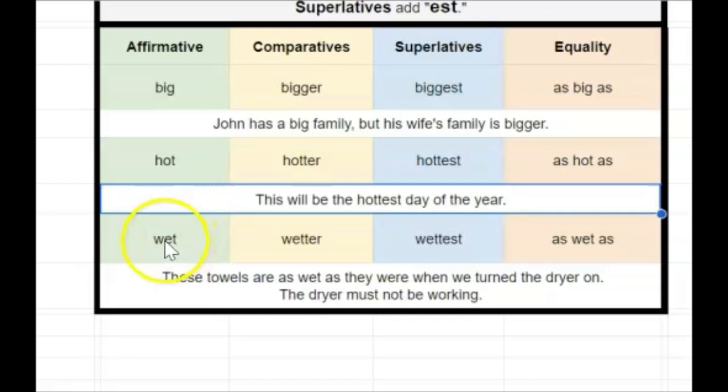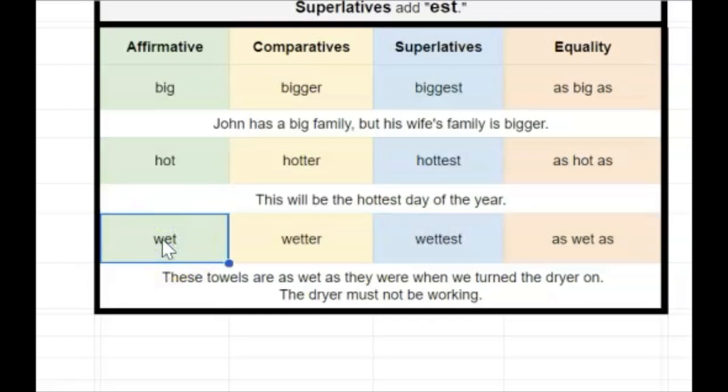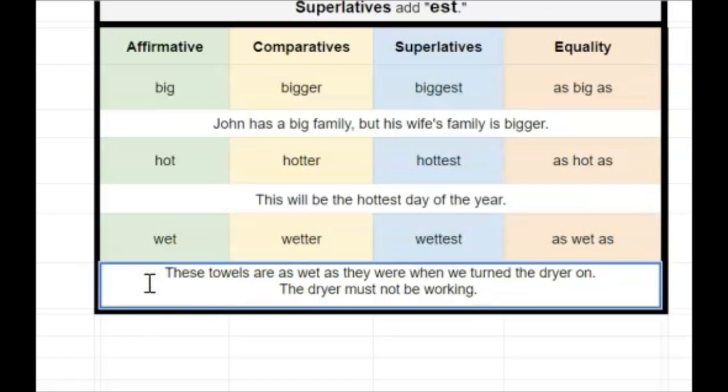The last adjective that we see here in this category of consonant, vowel, consonant is wet. The comparative is wetter, again with a D sound in American English. Wettest is the superlative, and as wet as. Example sentence here is, these towels are as wet as they were when we turned the dryer on. The dryer must not be working.